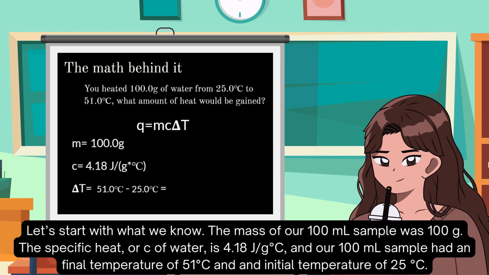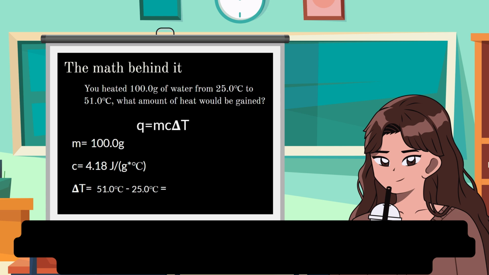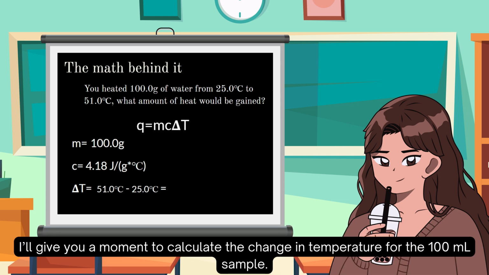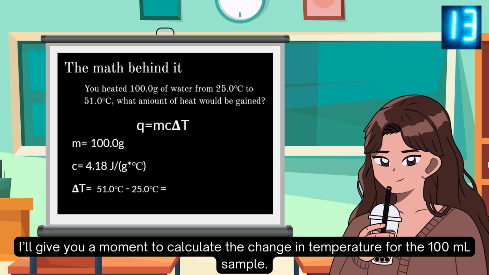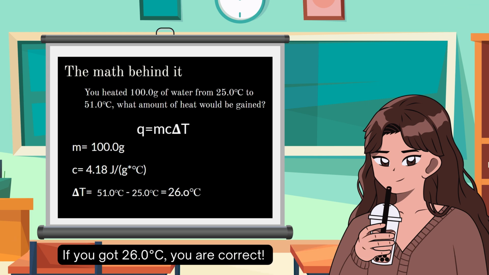Let's start with what we know. The mass of our 100 milliliter sample was 100 grams. The specific heat, or C, of water is 4.18 joules per gram degrees Celsius, and our 100 milliliter sample had a final temperature of 51 degrees and initial temperature of 25 degrees. I'll give you a moment to calculate the change in temperature for the 100 milliliter sample. If you got 26 degrees Celsius, you are correct.